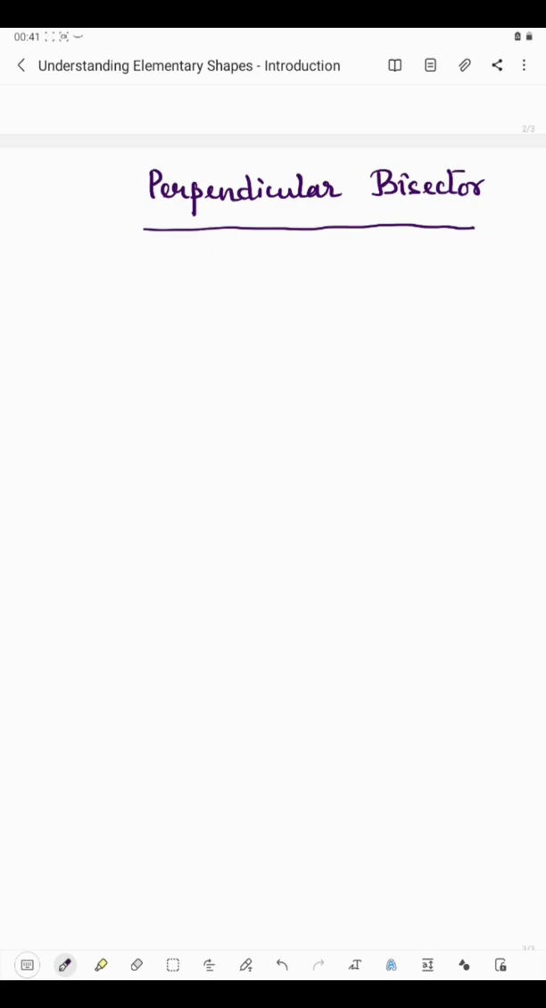Now our next topic is the perpendicular bisector. Perpendicular we already know: if any vertical line is there with the base line and it makes 90 degrees, then it is known as perpendicular lines, right? Now what do we mean by bisector? A bisector means a line which divides the line into two equal halves. Like here, if I name it say MN, and say this is RP. So RP is a perpendicular line, we know that because it makes 90 degrees.